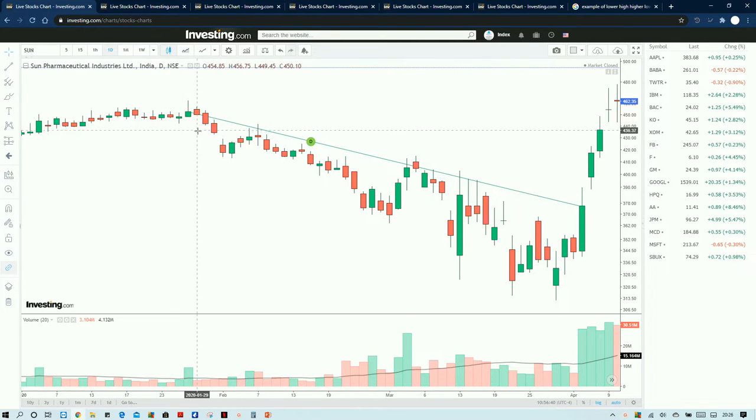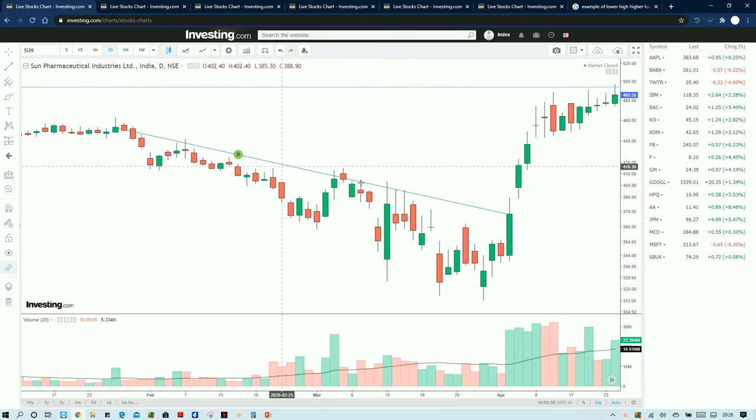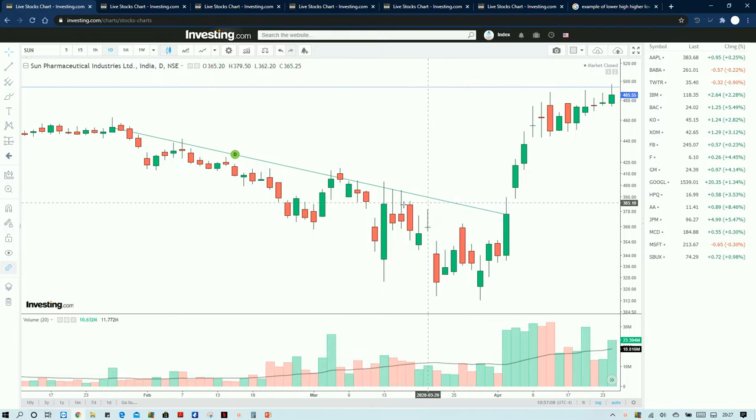So how many points are touching? First one is here, again this one gets touched, second, 1, 2, 3, then 4, then 5, 6, 7, 8, 9, then 10. So overall you can see 10 points it gets touched, and there is no big upside movement. That is, the closing price is not above this point. So this stock was in downtrend.